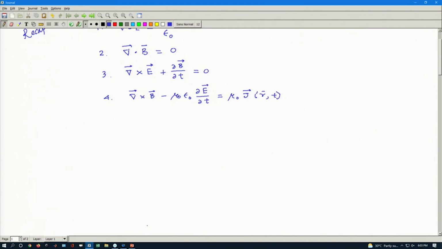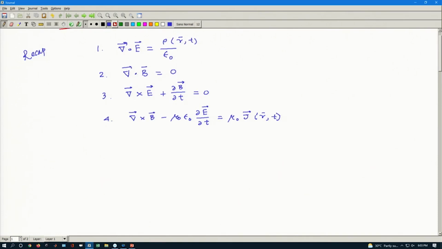That was the 4 equations, but we had a set of equations which is homogeneous. These 2 equations, equation 2 and 4, were homogeneous, because on the right hand side there was no source term. And in the rest of the 2 equations we had the source terms, one is rho and another is J.